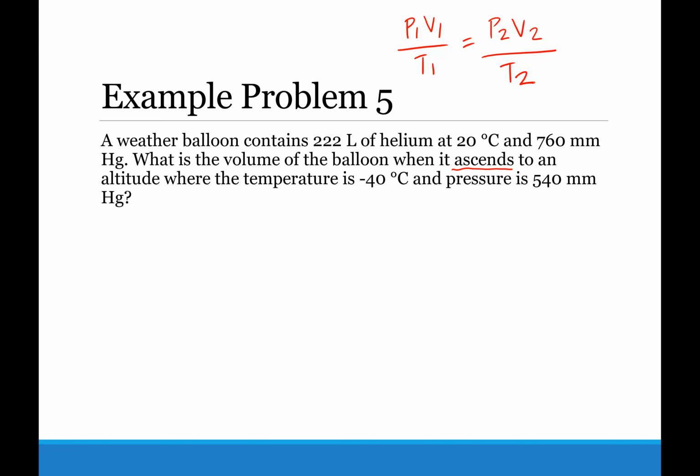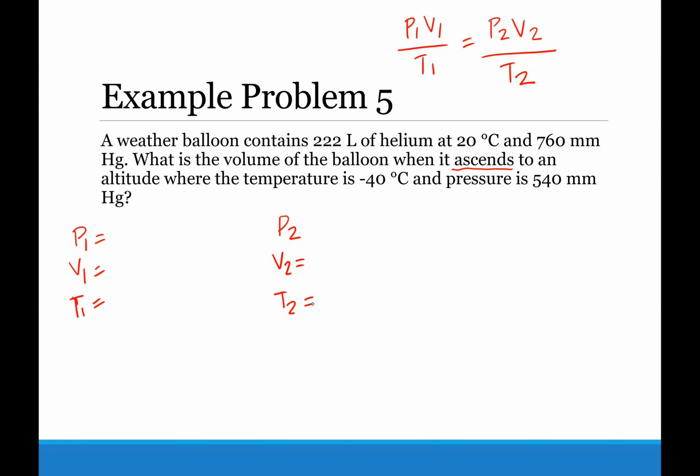Sometimes you can't eliminate a variable from the combined gas law. Sometimes you actually have to use the whole equation as the combined gas law instead of eliminating a variable. And this is an example of one of those kind of problems. Every variable that they give you in this problem is important. So we know that we're going to have a P1, a V1, and a T1. And we're going to have a P2, a V2, and a T2.